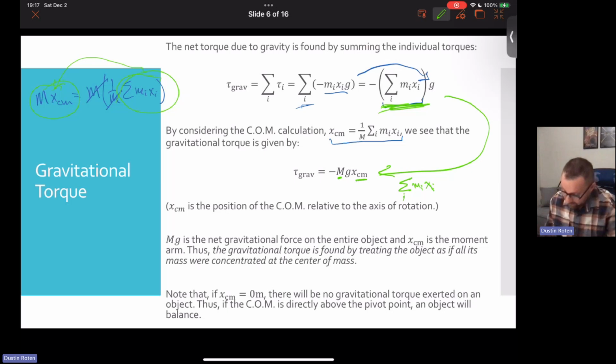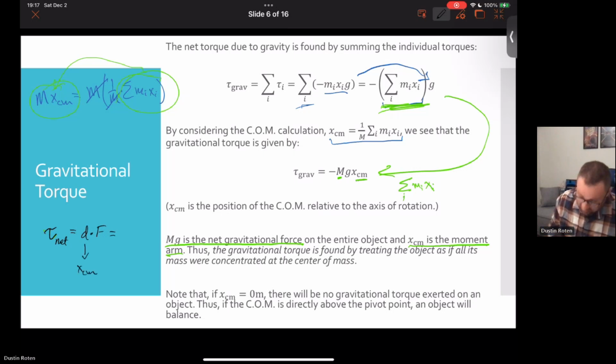Here we see that big Mg is the net gravitational force on the entire object, okay? And x_cm is actually the moment arm. So what that's saying is we have this net torque, okay? That's always the moment arm times force, but in our case, the moment arm is just wherever the center of mass is, right? Times the total mass of the object times g. So this is just the object's force due to gravity.